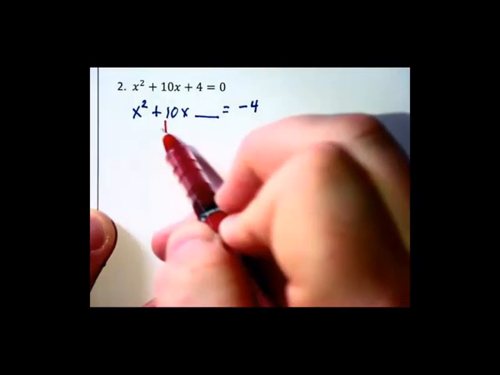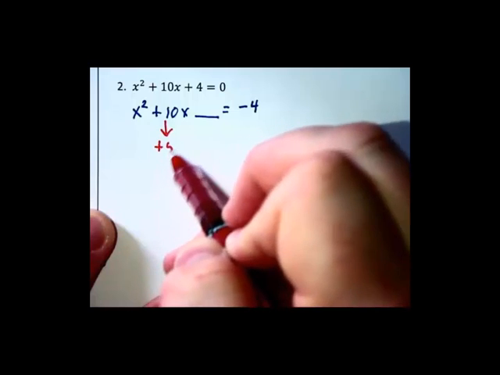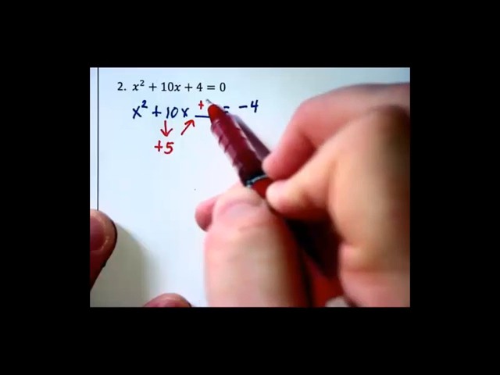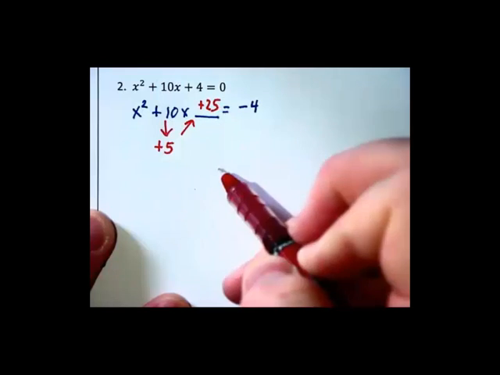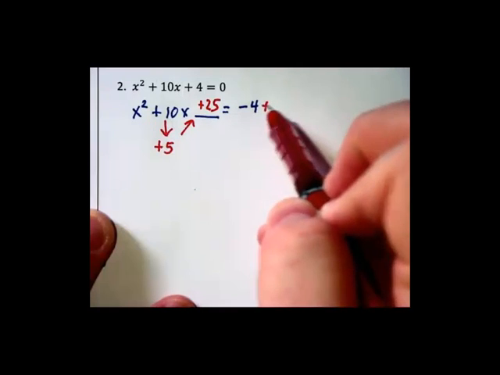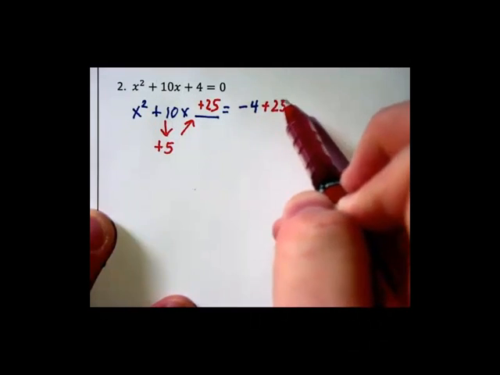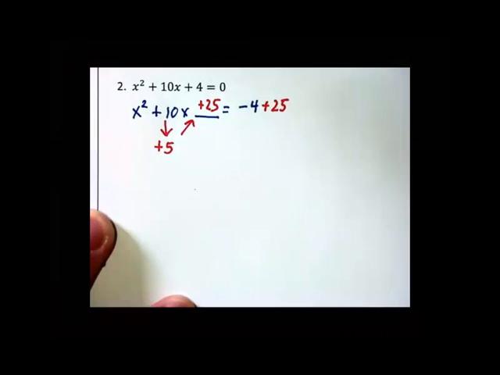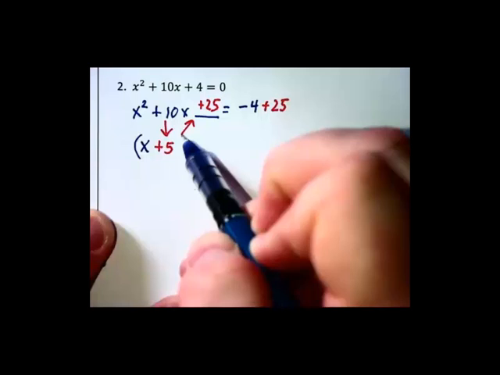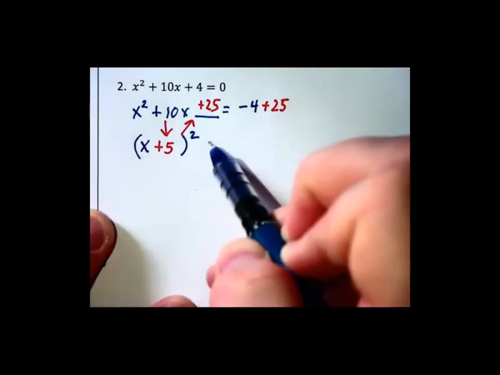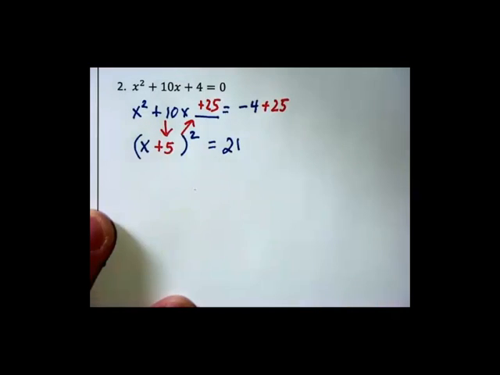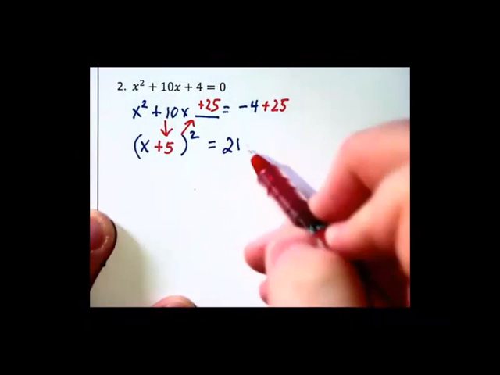We're going to take the 10, cut it in half to a 5 on the next line, and that 5 is going to square to 25, which we put in the blank on the line above. But adding 25 to the left, we need to add 25 to the right to keep the balance of the equation. And then we're ready to complete the square. Put the x in front of the 5, parentheses around it, quantity squared, and on the right add together to get 21. Now we've got an equation which can be square rooted on each side.